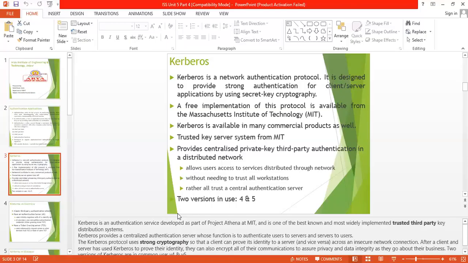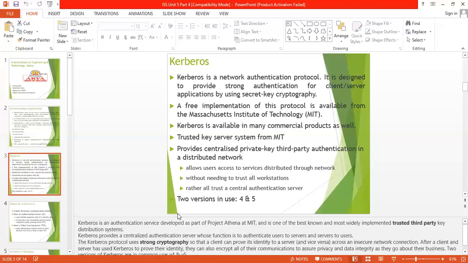Basically, Kerberos is an authentication service and the most widely implemented trusted third-party key distribution system. Kerberos provides a centralized authentication server whose function is to authenticate users to servers and servers to users.